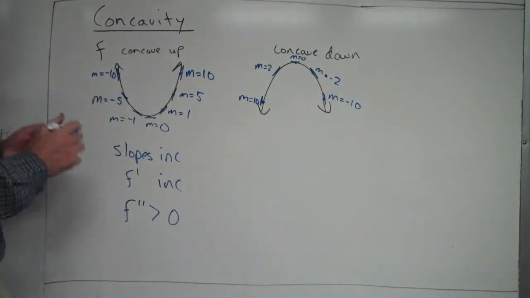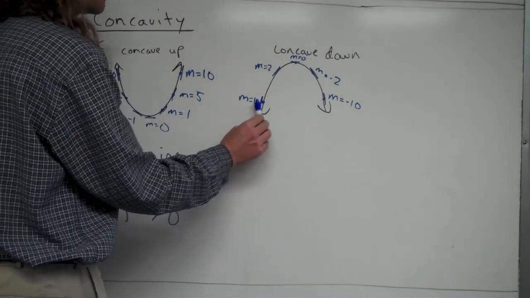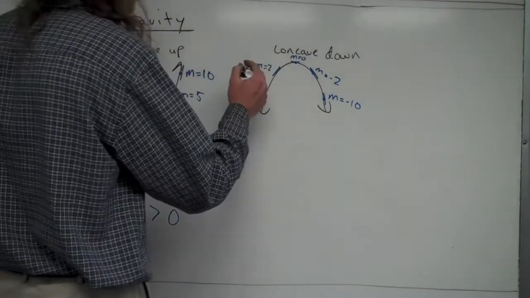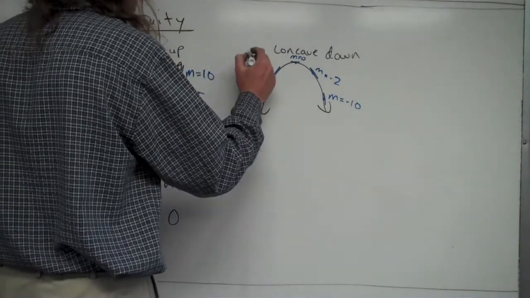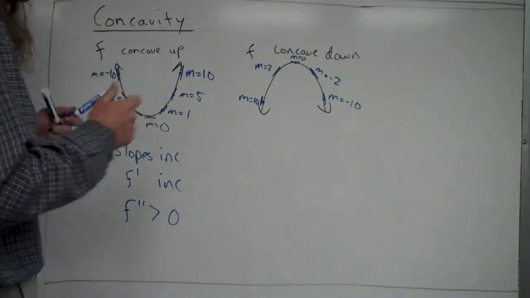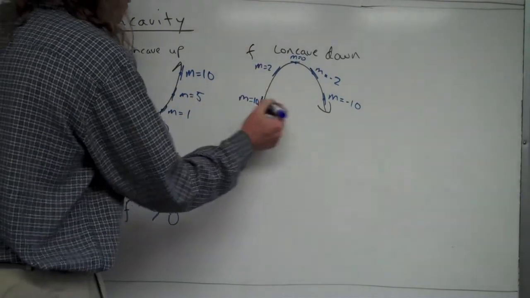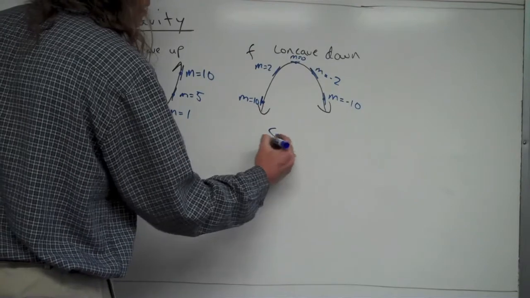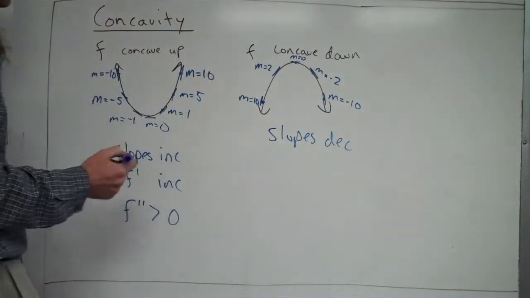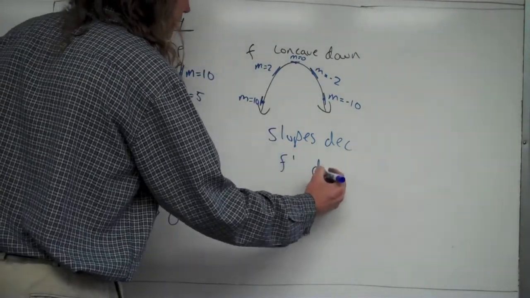So what I notice is that as I move from left to right on a graph that's concave down, the slopes decrease in value. Okay? So let's say I call this graph f as well, just to maybe make it less confusing. On this graph of f here, I notice that as I move from left to right, the slopes decrease. And again, slope is just the derivative. So the derivative of f is f prime, so that means that f prime is decreasing from left to right.